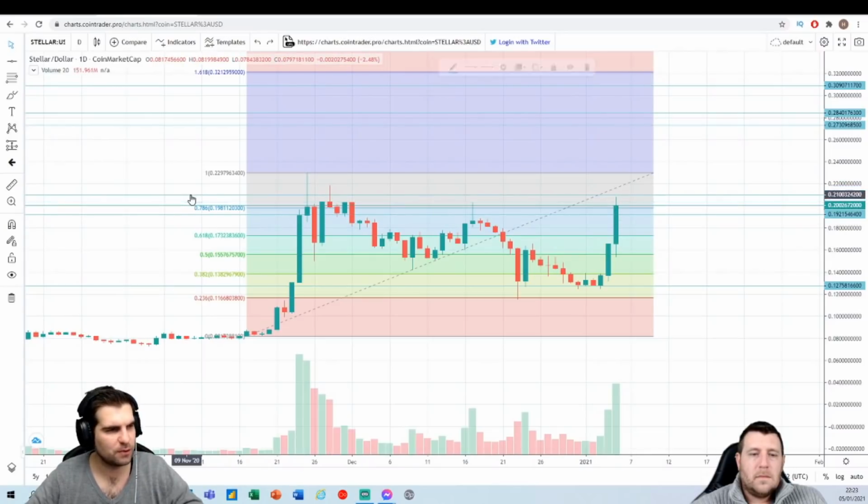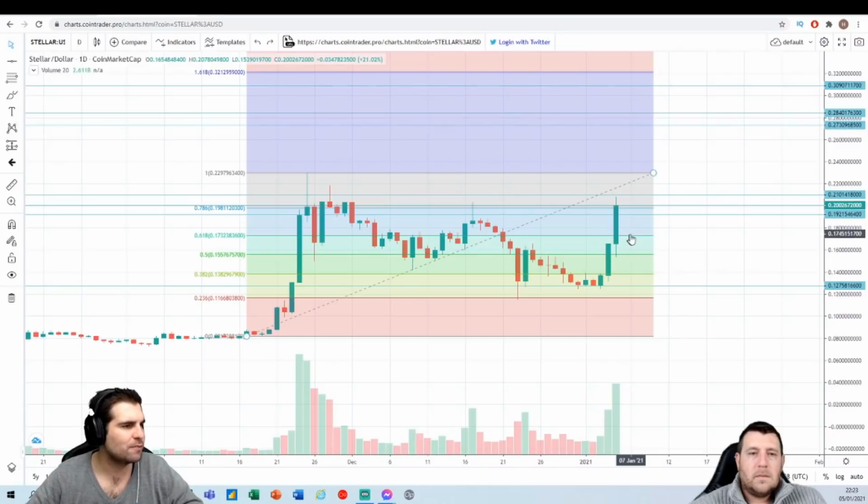So what I'm going to do is just remove that for now. And from here, we can see lots of additional things happening. We could potentially see a pullback and maybe a retest of that 61% level before maybe climbing up to that 22.9 cent level again.